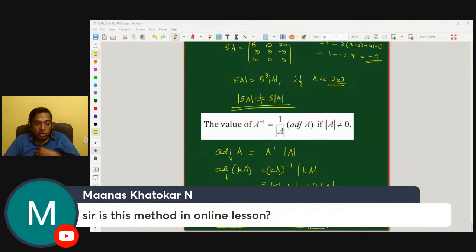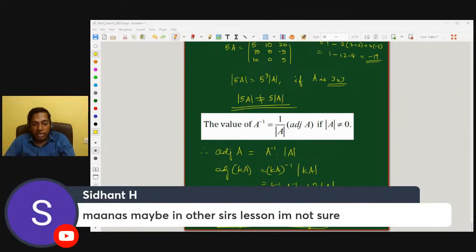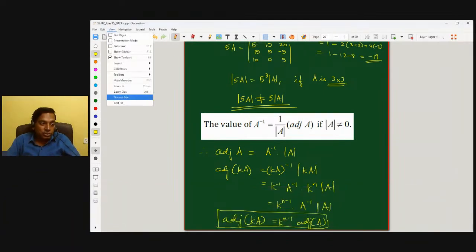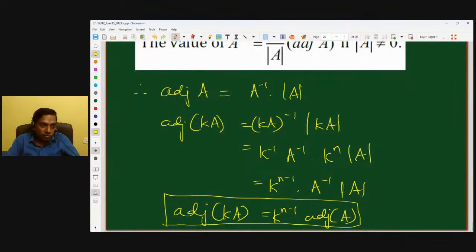No, this method is not there in the online lesson. That's why I'm trying to show. Maybe we will add it later, Manas, but it's a little confusing. The other lesson, it may be there. I will share it if it is there as an extra thing. But I didn't want you to do this before the class because there are many questions in this.